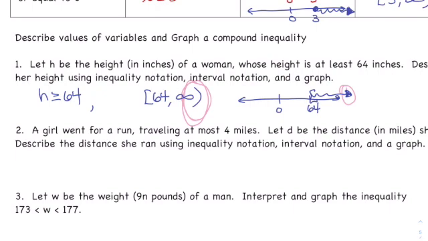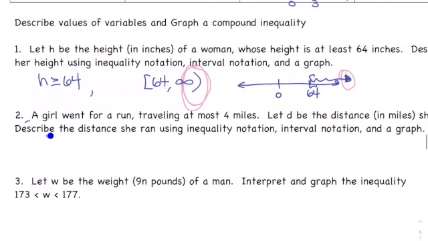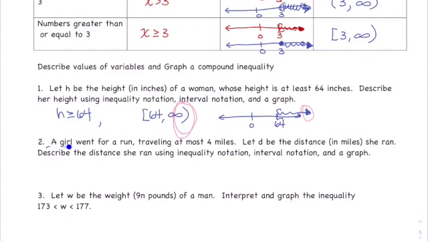Now the next one says, a girl went for a run, traveling at most 4 miles. Let D be the distance that she ran in miles. Describe the distance she ran using inequality notation, interval notation, and a graph. So in this case, a girl went for a run. If she didn't run, it's really just 0. We don't have a negative number. She traveled at most 4 miles, which means that's the highest point you can get.